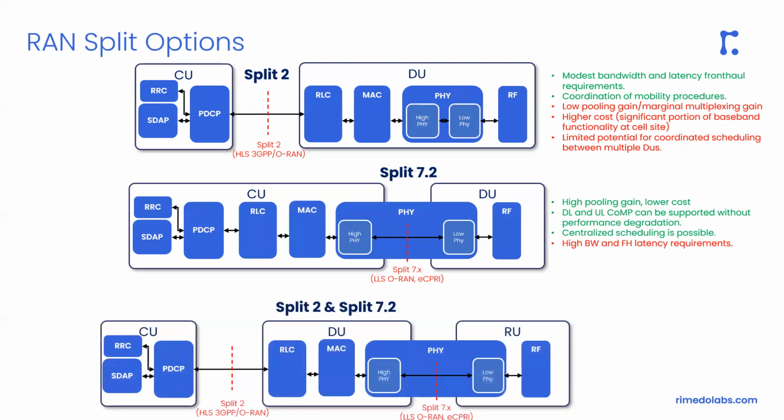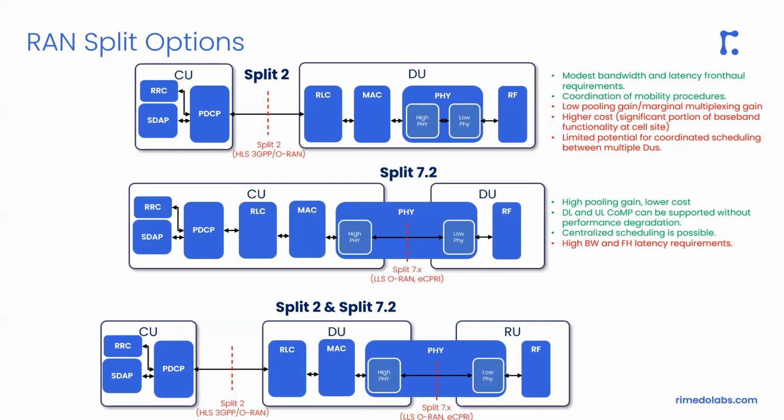Now, in contrast to the 3GPP split 2, which is called a higher layer split, the DU from 3GPP is split further into the DU and the RU, so radio unit that is placed at the base station site.